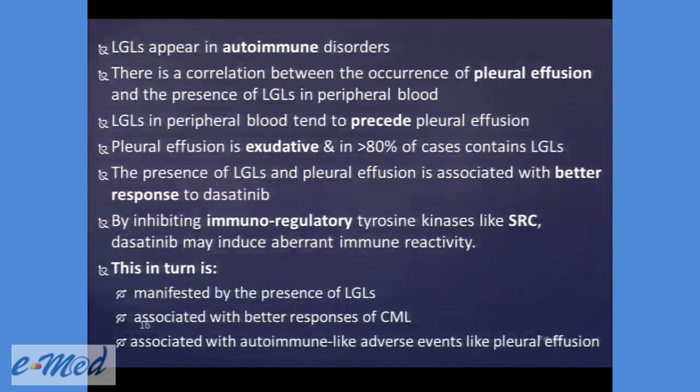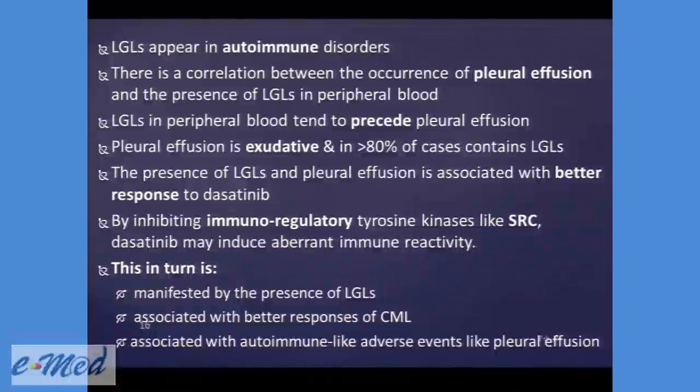Several studies showed a correlation between the occurrence of pleural effusion and the presence of large granular lymphocytes in peripheral blood of patients treated with dasatinib. Actually, the presence of LGLs, large granular lymphocytes, preceded the development of pleural effusion in these patients. In line with these findings, pleural effusion developing in patients treated with dasatinib is an exudate and usually contains LGLs.